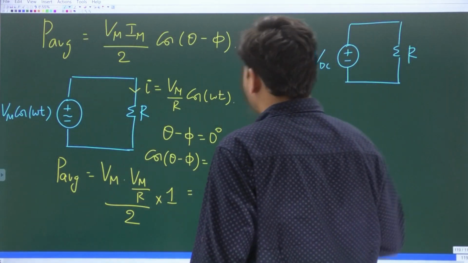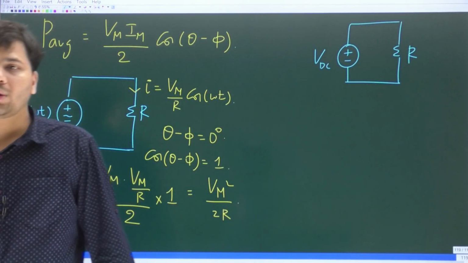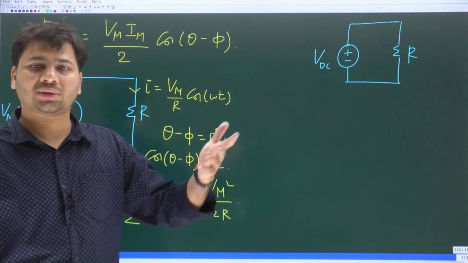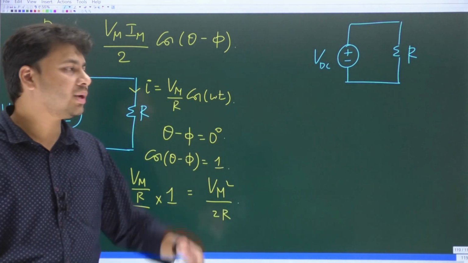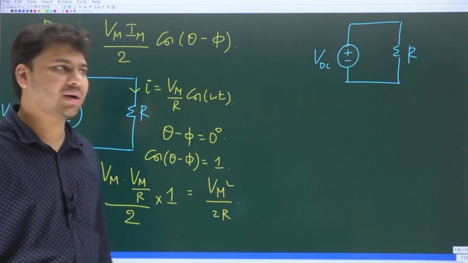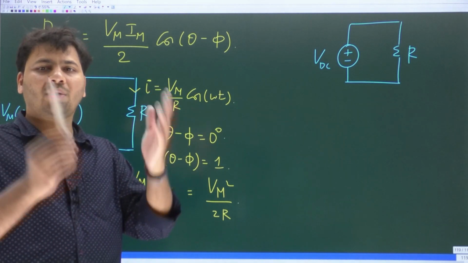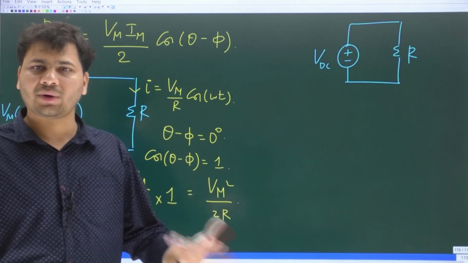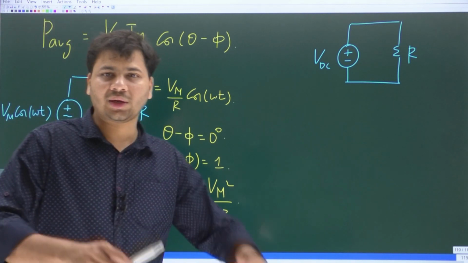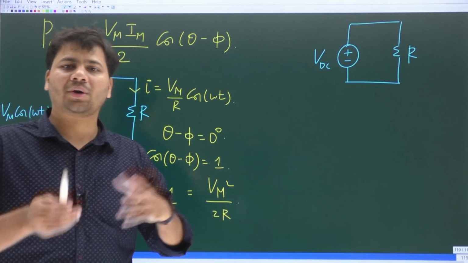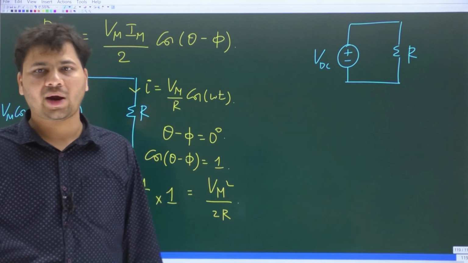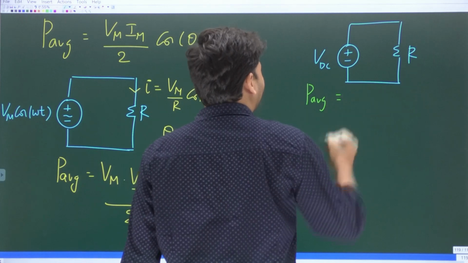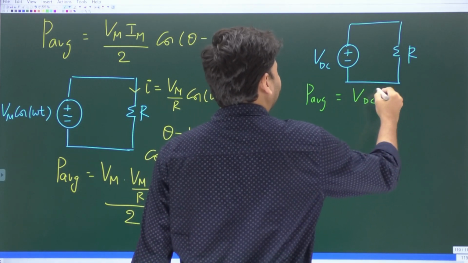Now coming back to this case, where we have a DC voltage source connected across a resistor. The DC voltage source means the voltage is constant, and even the current will be constant. Voltage constant, current constant, so voltage into current is also going to be constant. So power absorbed by the resistor will always be constant. There is nothing like a separate instantaneous power and an average power. Both are identical.